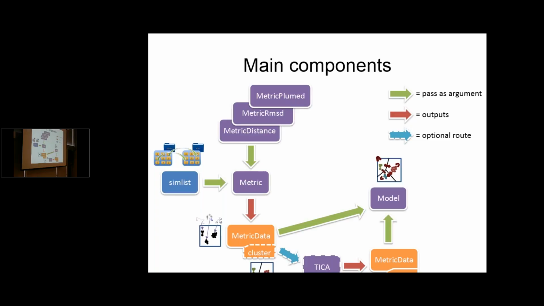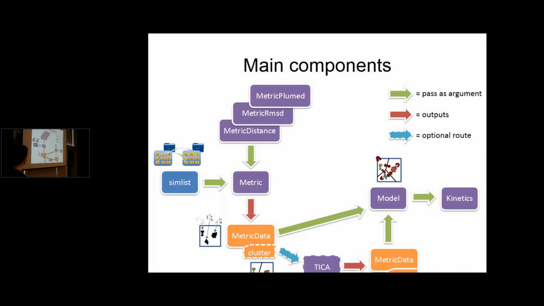And whichever you choose to pass to the model, you choose if you want to use the unprojected data or the projected data by TICA, and you pass it to a class called model, which calculates your Markov model, calculating the transitions between the states. And all of this gets fed into another class called kinetics, which calculates your kinetics.